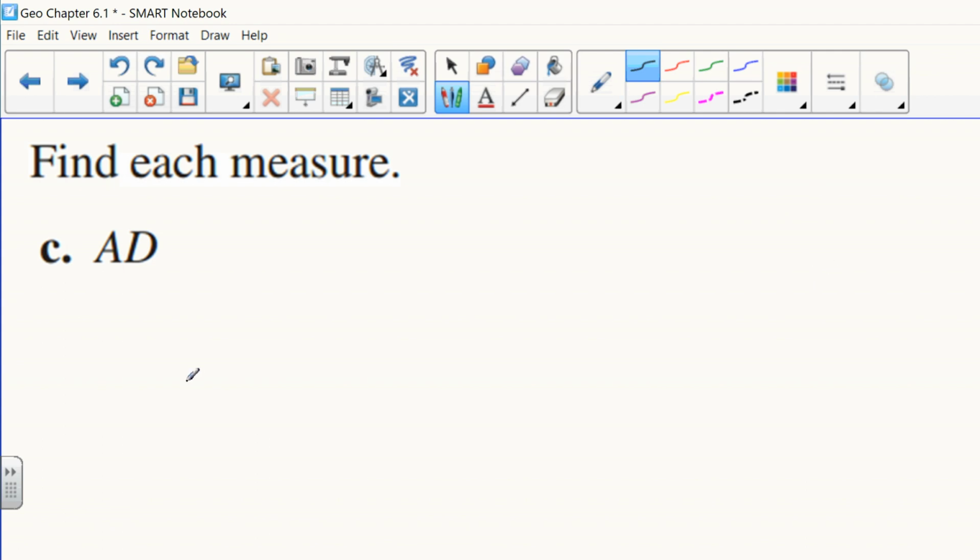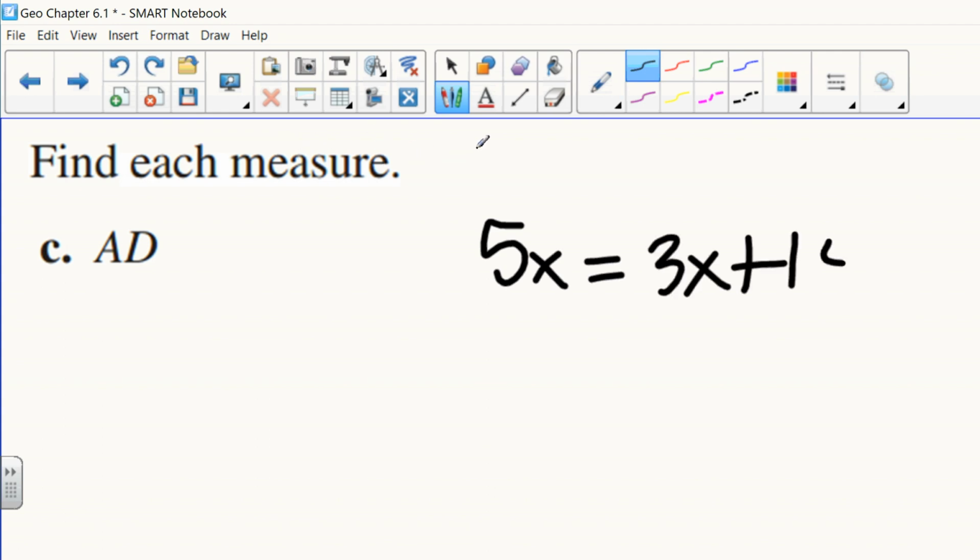They're going to be equal. So if I want to find the length, we first need to find the value of x. Well, what can we do? We can set 3x plus 14 equal to 5x, because we know that these two lengths are going to be the same.